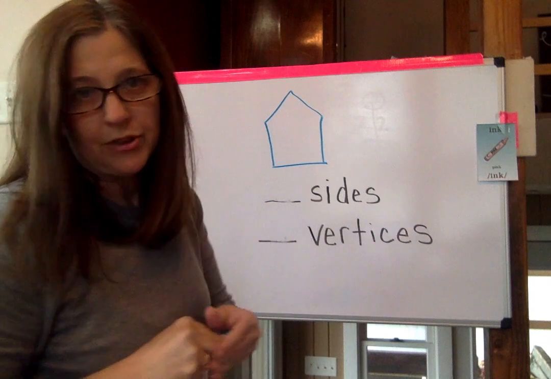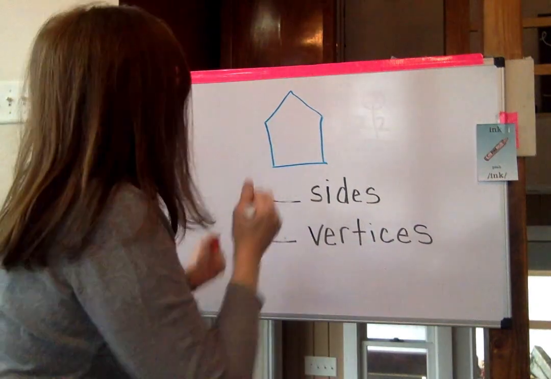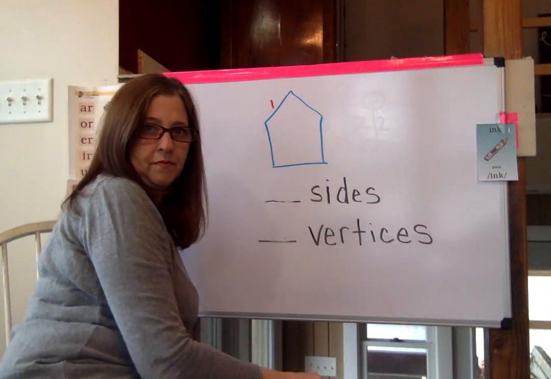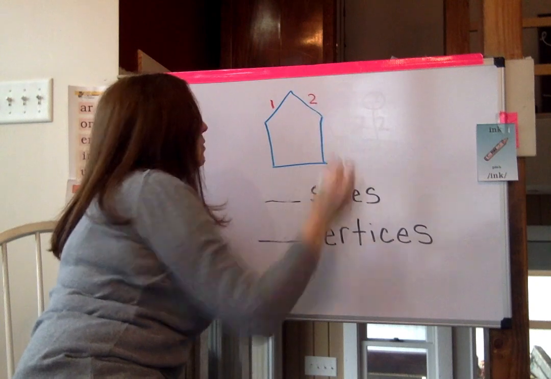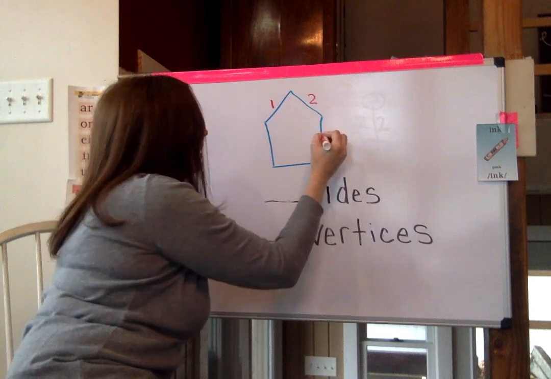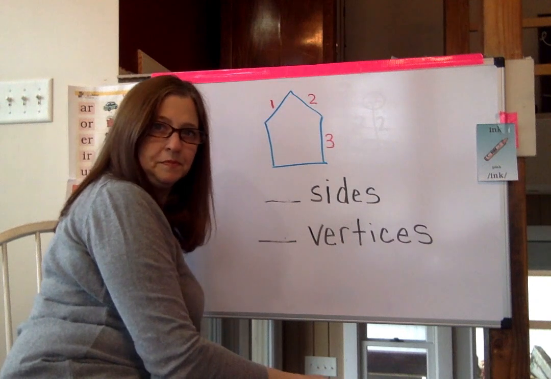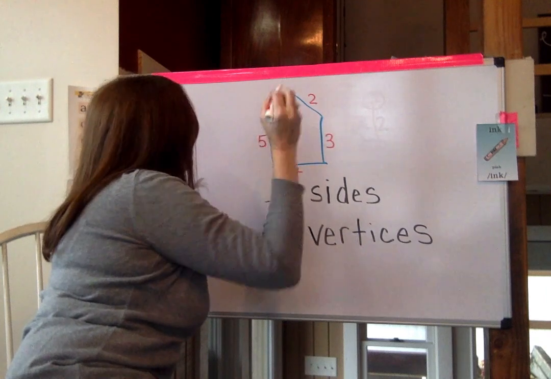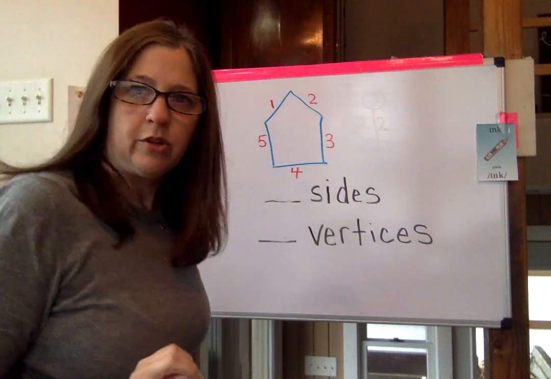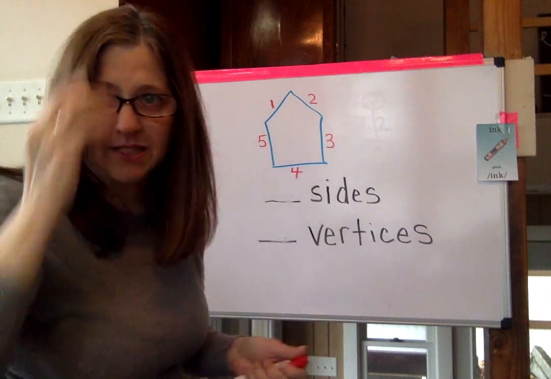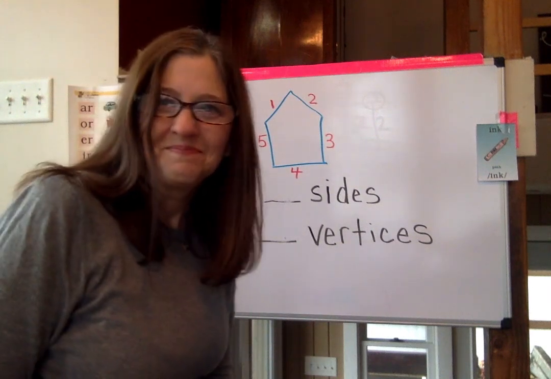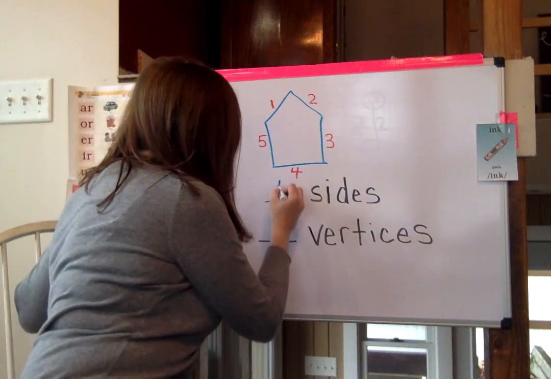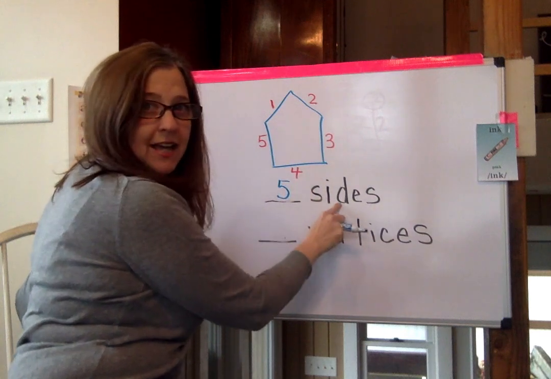Okay, now we're going to label them, okay? So get your pencil. We're going to start up here at this line, this side right here. 1, 2, 3, 4, 5. Boys and girls, show me with your hands. How many sides does a pentagon have? Excellent. 5 sides. Can you write that number on the line down here? And a pentagon has 5 sides.